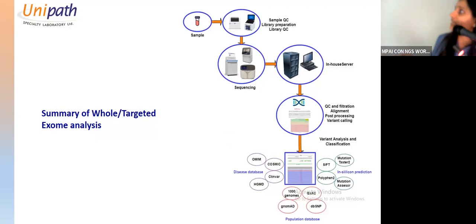There it is analyzed, quality is checked, variants are predicted, and then it is reported based on the phenotype match. Right? So this is the overview of what is being done by different tools and databases.